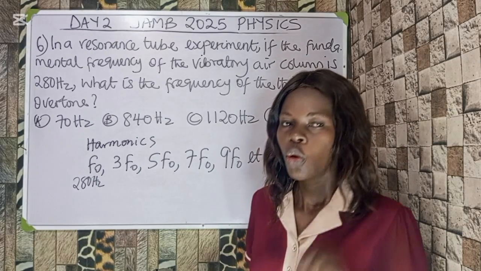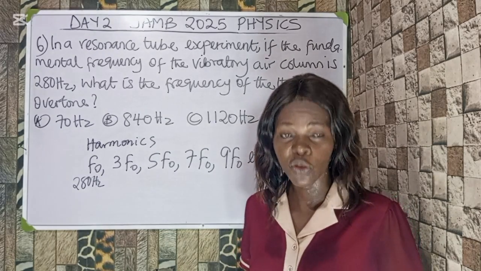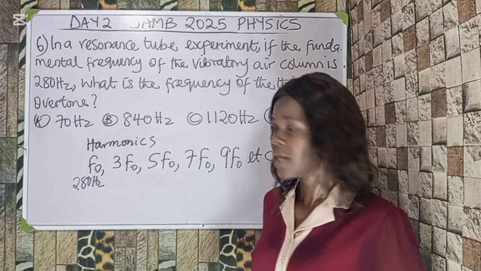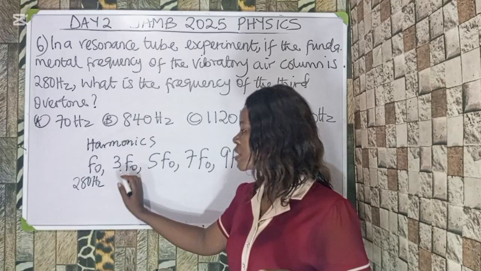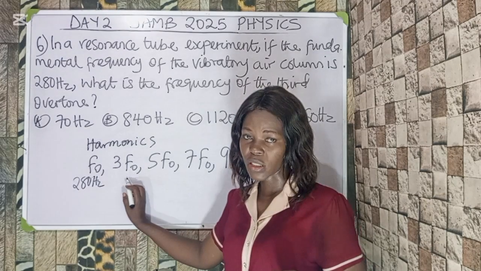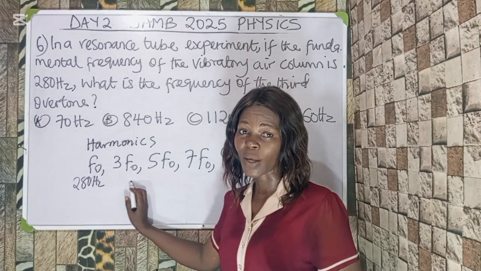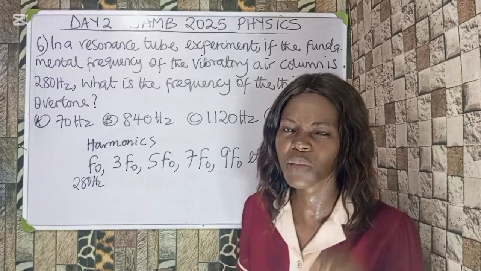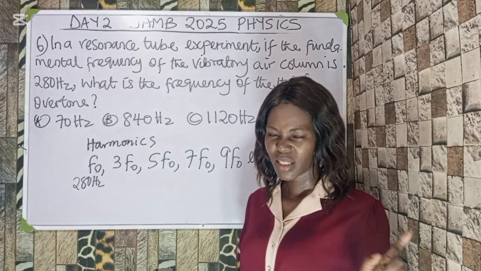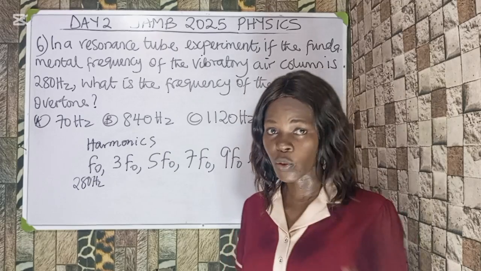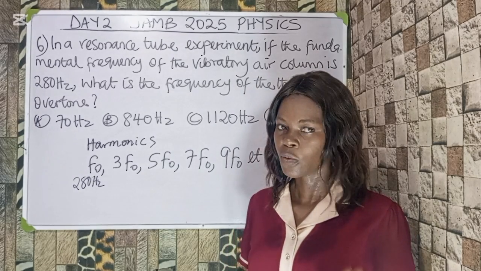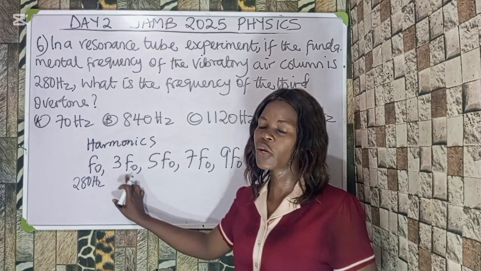You know what an overtone is? Overtones are whole number multiples of the fundamental frequency. Now, this is F naught. I cannot assume that this is my overtone. But look at it now. This is 3F naught, a whole number multiple greater than the fundamental frequency. That becomes my first overtone. Is that clear? The fundamental frequency cannot be assumed to be an overtone. It's just the first harmonic, right?